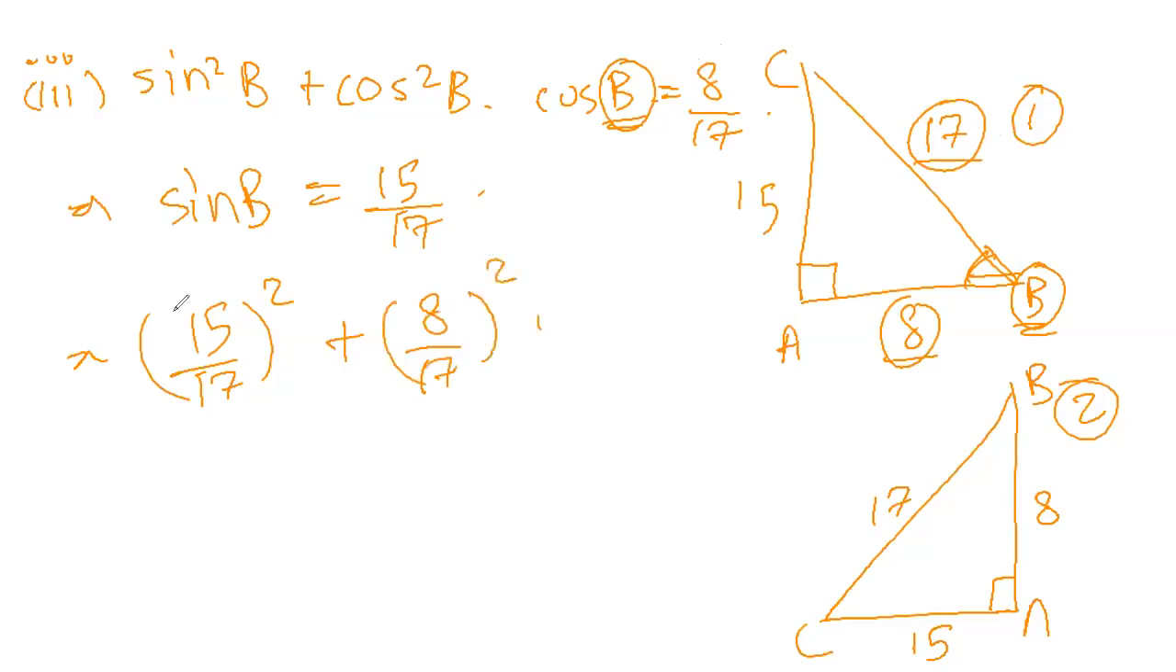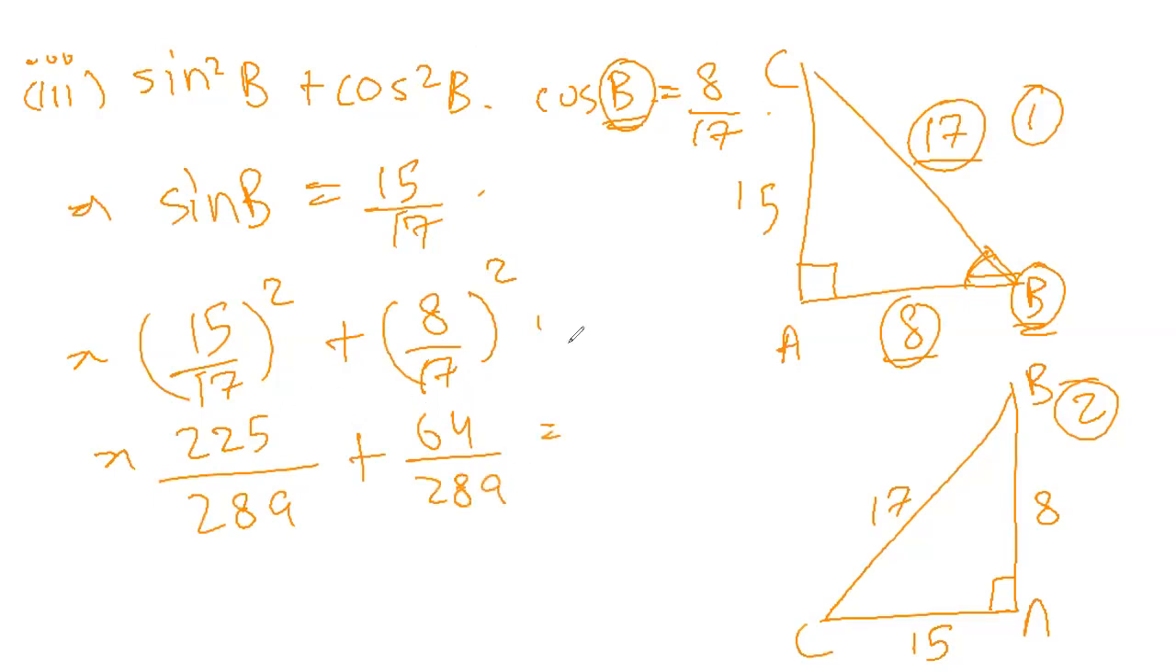No need to write the alphabets. So 15 upon 17 whole square basically means 15 square upon 17 square. 15 square basically means 225, 17 square means 289, plus 8 upon 17 whole square, 8 square upon 17 square. So 8 square is equal to 64 upon 17 into 17, that is 289.